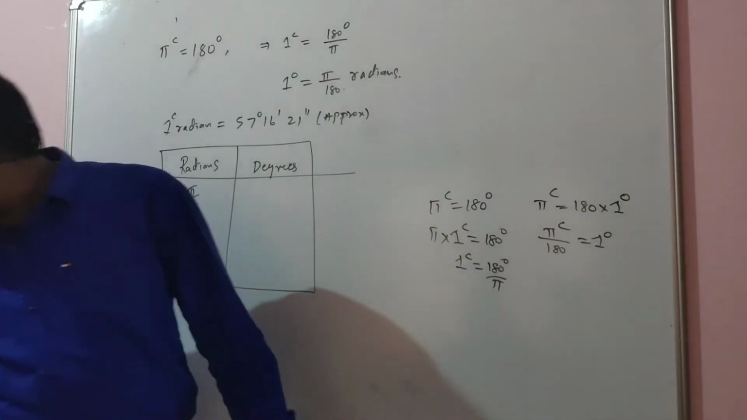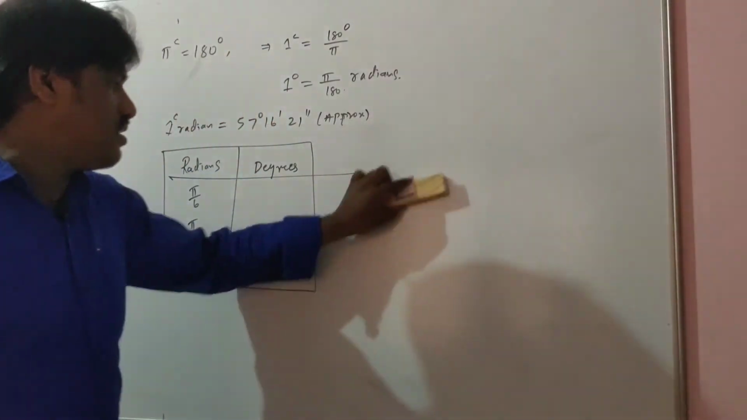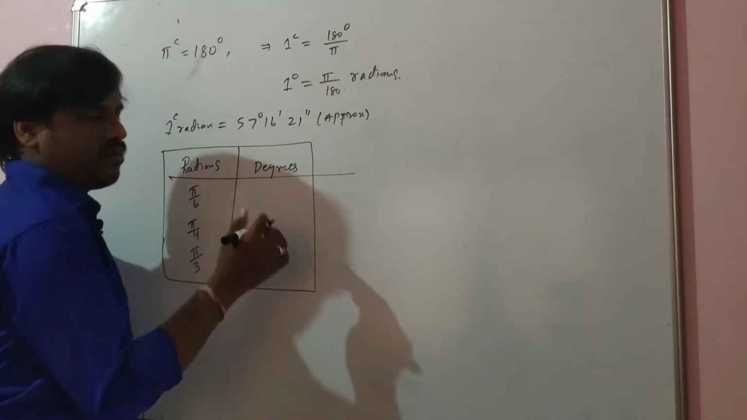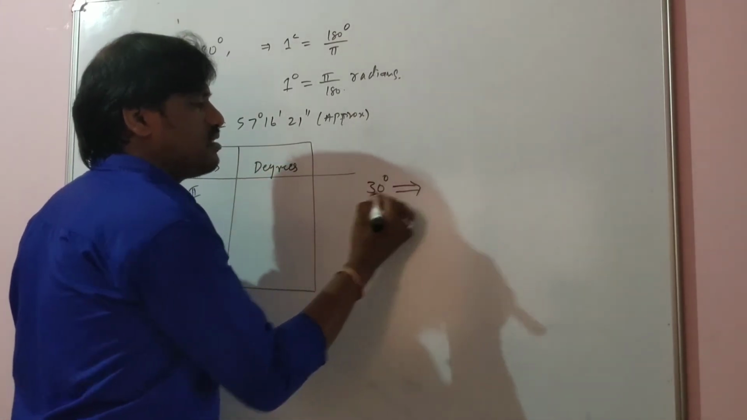Now let us convert these things. The main thing you have to understand is how to convert this. These are most important. Suppose you have to find 30 degrees is equal to how many radians?